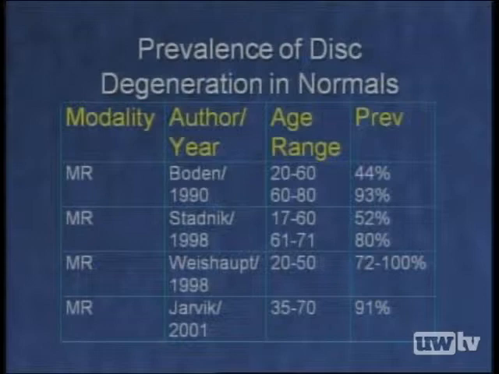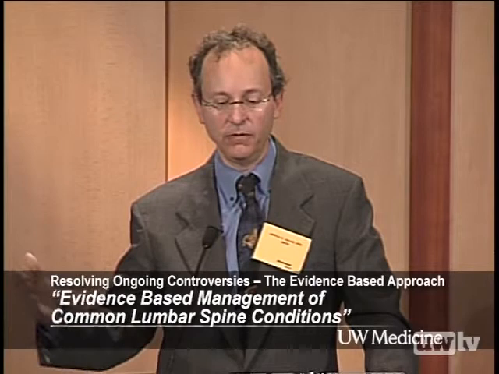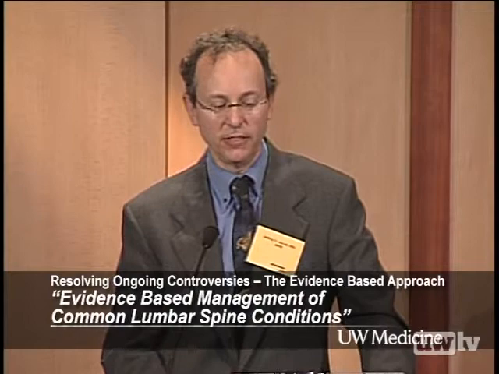What about annular fissures? Annular fissures, also called annular tears or HIZs, high intensity zones, those latter two terms are not part of the official nomenclature, and we're trying to get them out of our reports. Annular tears, especially because people associate the word tear with trauma and erroneously attribute a tear to having had an episode of prior trauma. This is part and parcel of degeneration, and is going to be high signal that you can see on a T2 weighted image.